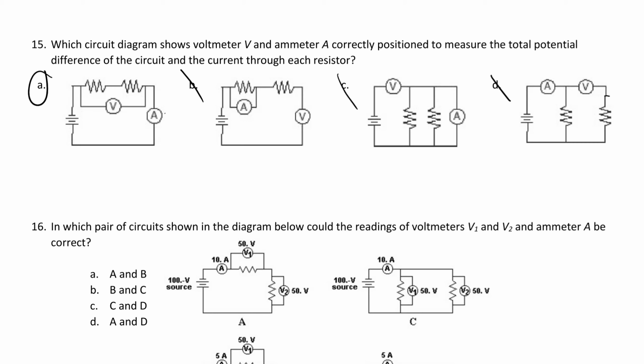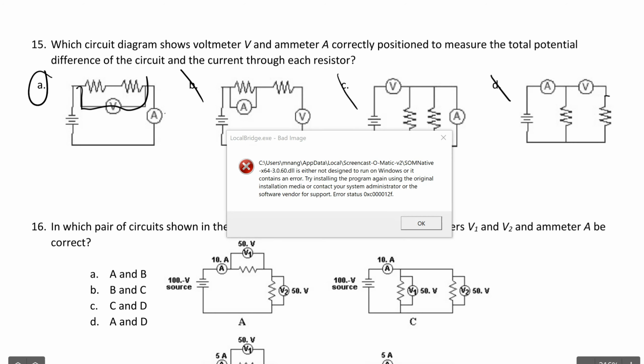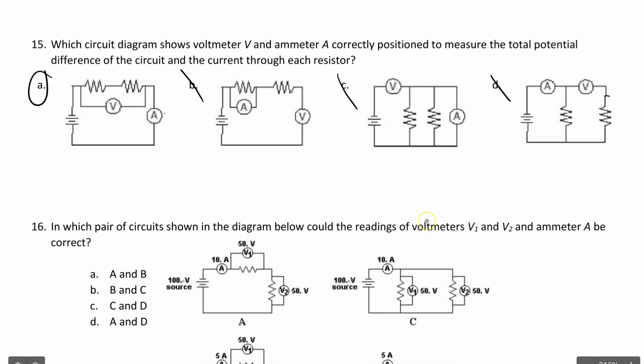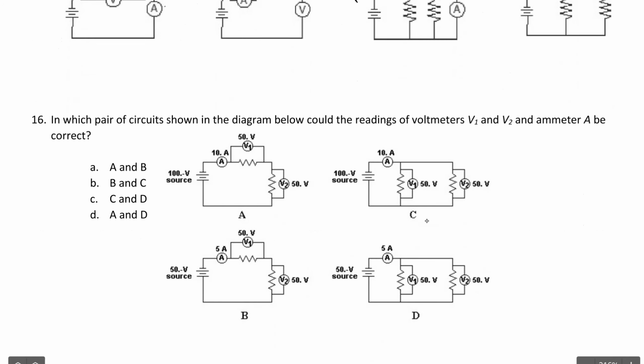A is correct, measuring the total voltage, and it's still the current through each resistor because the total current in a series circuit is the same everywhere, so it is telling you the current through each resistor.